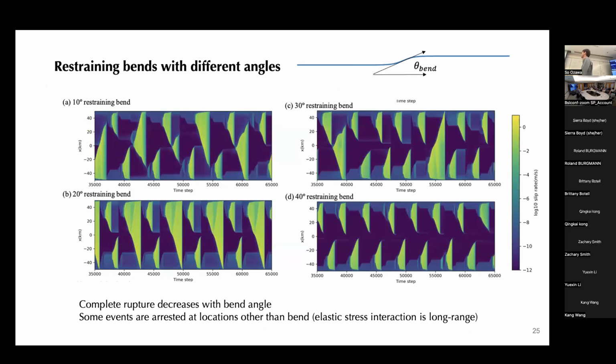We are now doing some parameter study. The most important parameter in this model is the angle of the bend, as suggested by the empirical law from observations. As you increase the angle of the bend, which is denoted theta here, you tend to get a higher probability of partial rupture. This compares 10, 20, 30, and 40 degree bends. In the 40 degree bend, all ruptures are partial ruptures. There is no complete rupture in this plot.